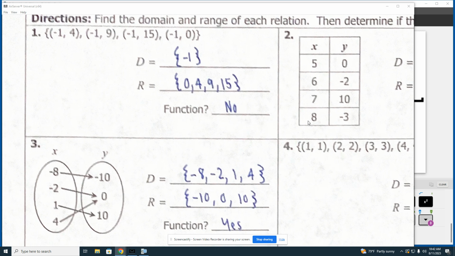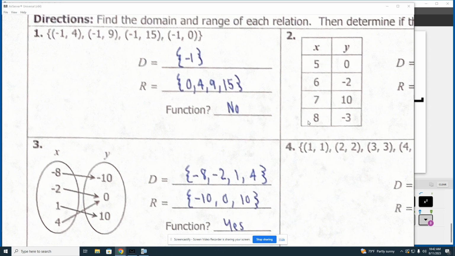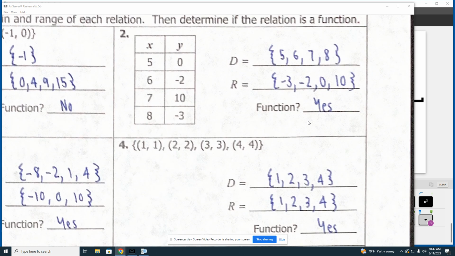Now, any questions with 1 and 3? Let's scroll over to number 2 and 4. Both of these are functions. You had one that was just a group of ordered pairs. Number 4, you had one that was a table. No x repeated. Because no x repeated, these were both functions. Okay? Anybody miss the domain or the range? Remember, you didn't have to put them in order, but I always do, and plus, all of them were kind of in order. At least the domain they were in order anyways.